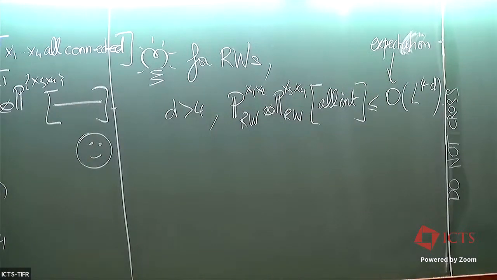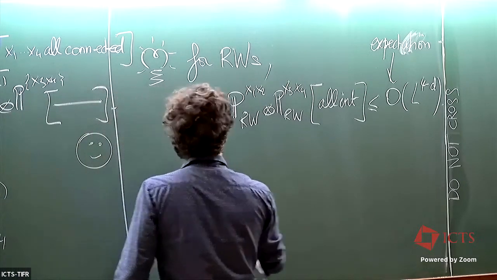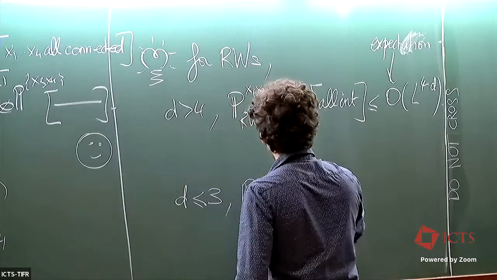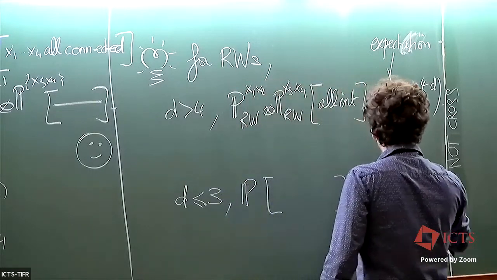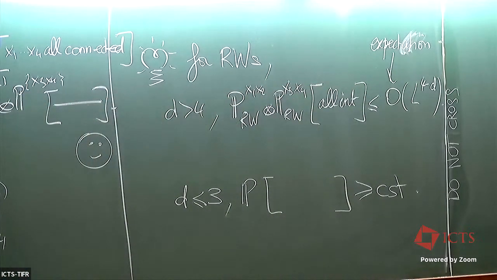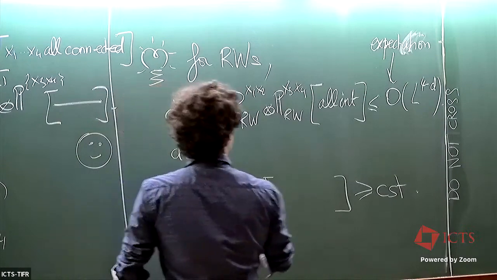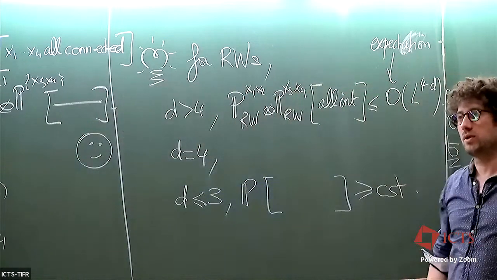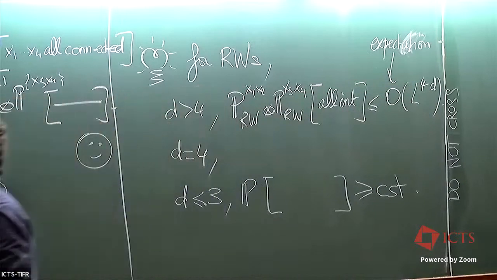In dimension smaller or equal to 3, it's also very well known that this probability is larger than a constant. It doesn't decay when L goes to infinity. And in dimension 4, if you do the expectation computation, you get big O of 1. So the expected number of intersections is of order 1. It's something very easy to get.